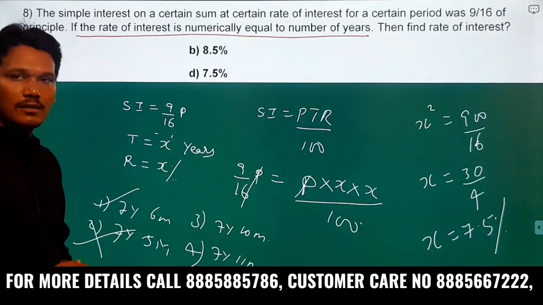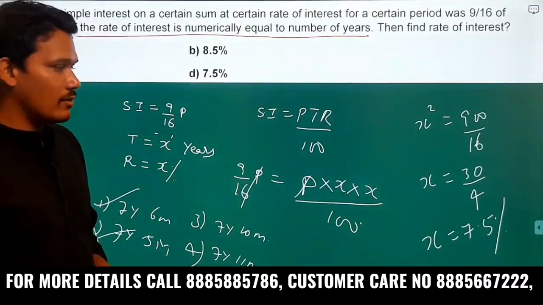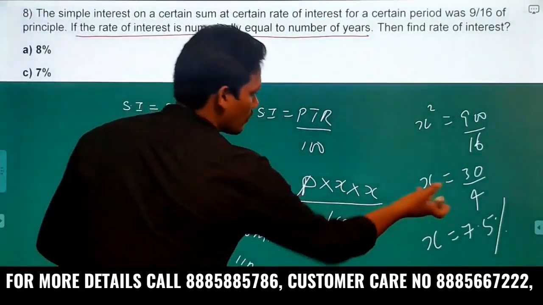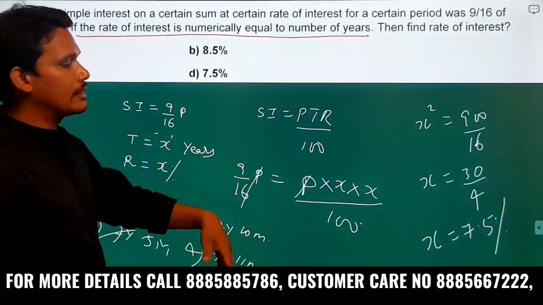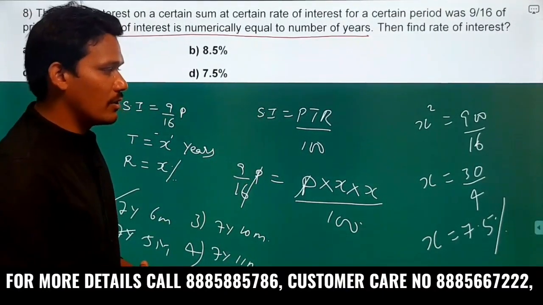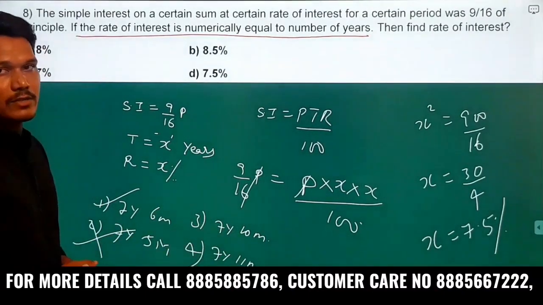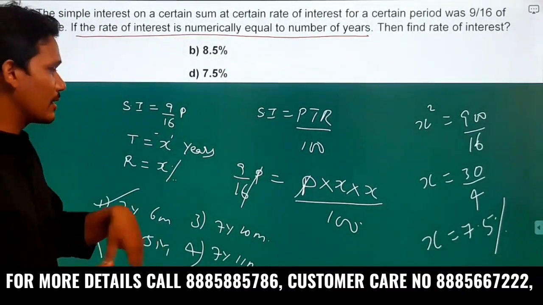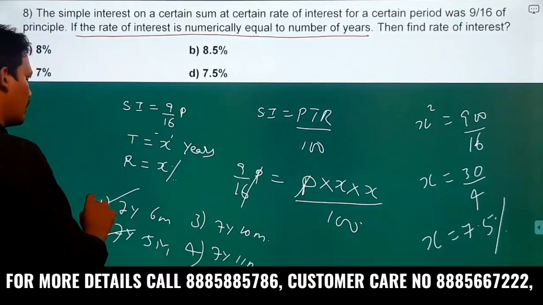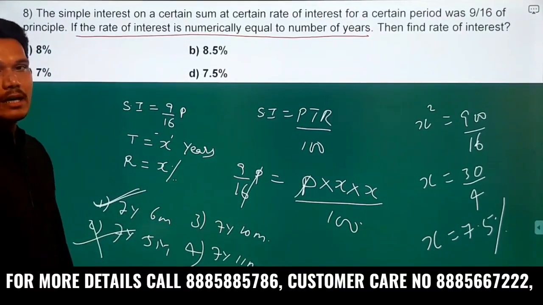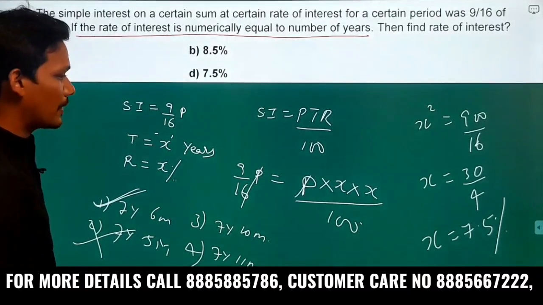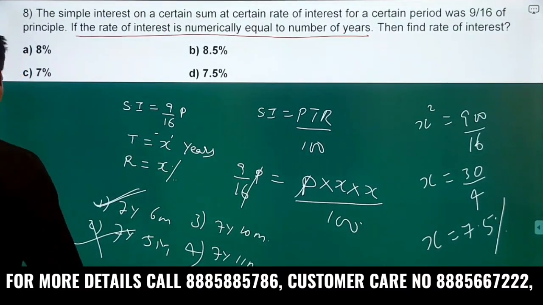Be careful, in the exam definitely some pressure will be there. You got x value equal to 7.5 percentage, so directly you can take x value as 7.5 years. 7.5 means you should not directly put 7 years 5 months. 0.5 year is nothing but 6 months, right? So if they ask for time, your answer will become 7 years 6 months. Then we'll go with the next question, the 9th question.